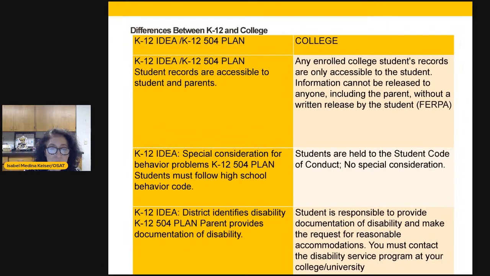The next one is students are responsible to provide the documentation of the disability, and it's the student that has to contact our office in order to start kicking up that process. Next slide, please.